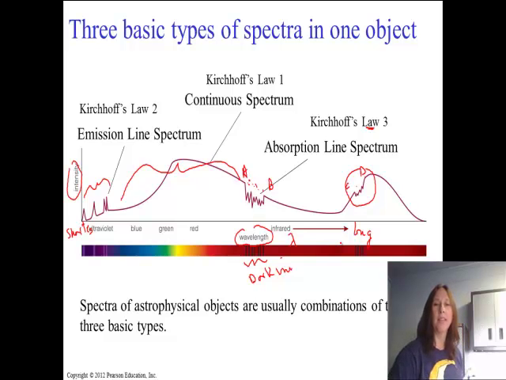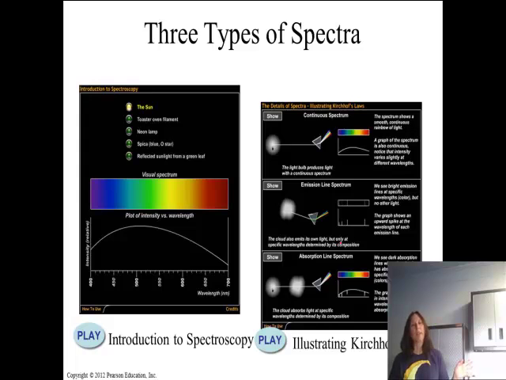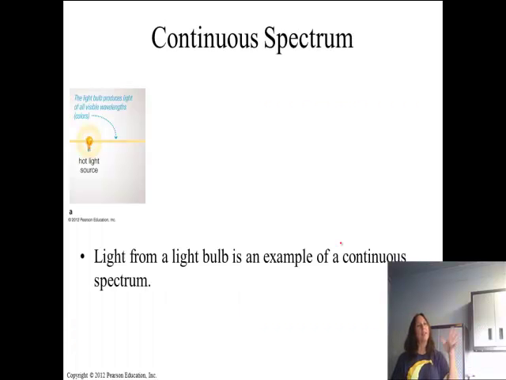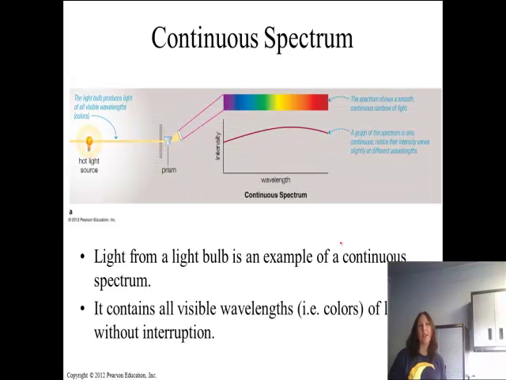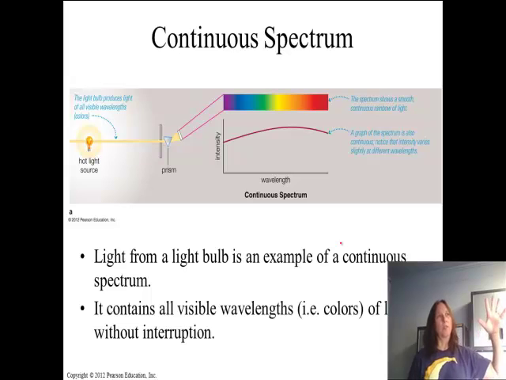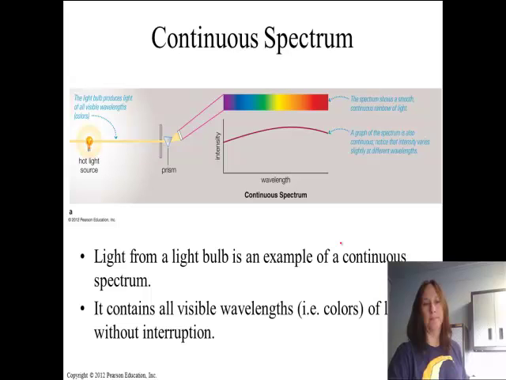So these are just going to talk you through. I hope all my builds are okay. A continuous spectrum, again, can tell us information about temperature. But there are no electrons being excited or falling down.